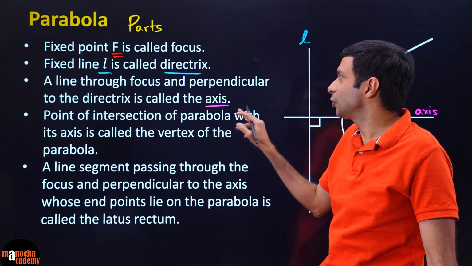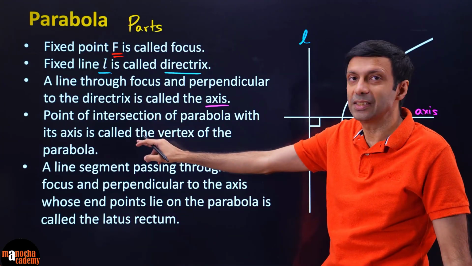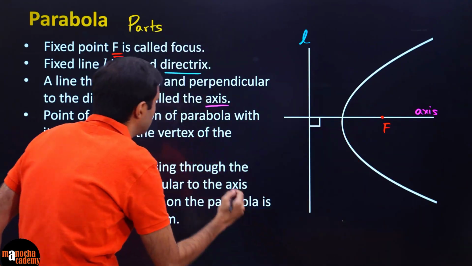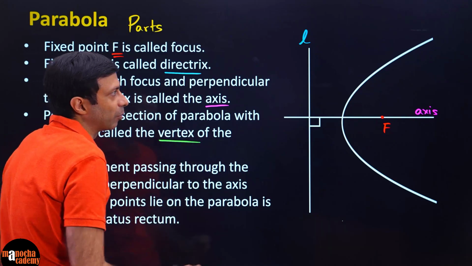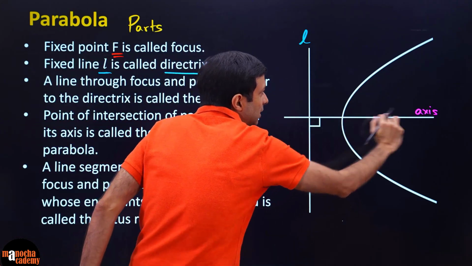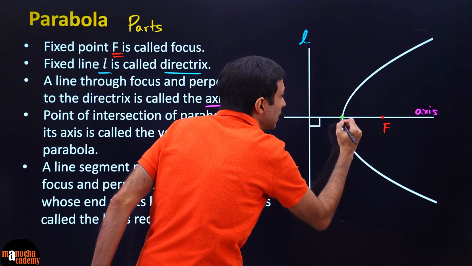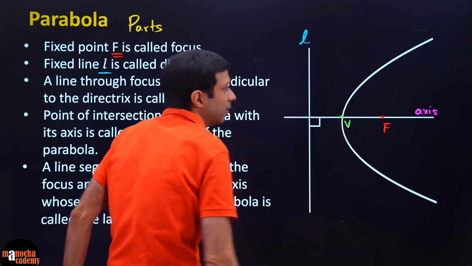Then the point of intersection of the parabola with the axis is called the vertex. Very important point here. This is the vertex of the parabola. So point of intersection of this axis and the parabola. So where will it lie? This is my vertex, and let's label it with V here.